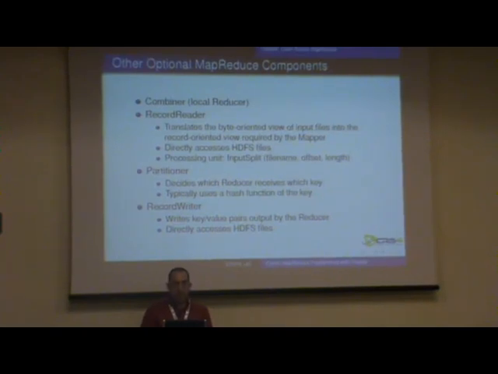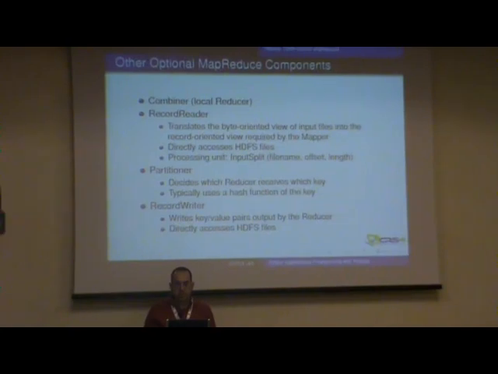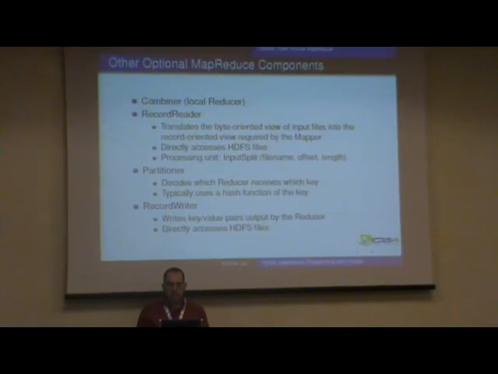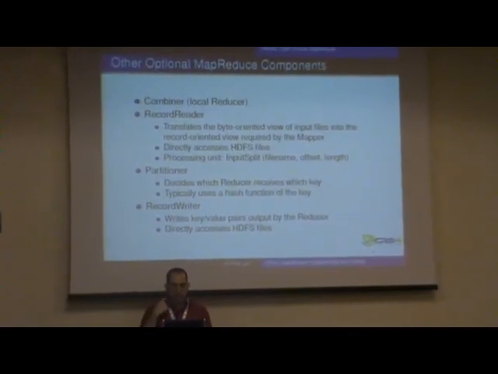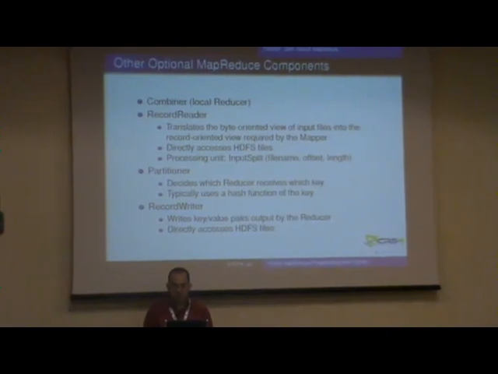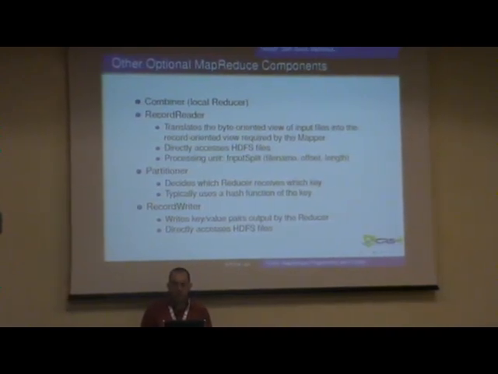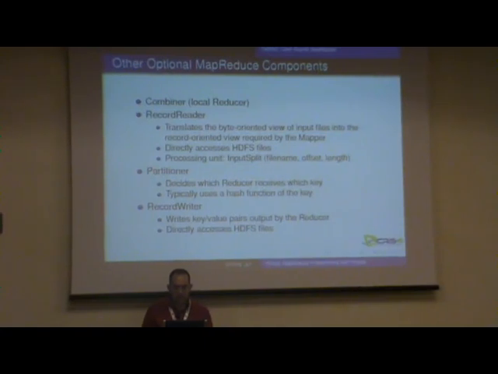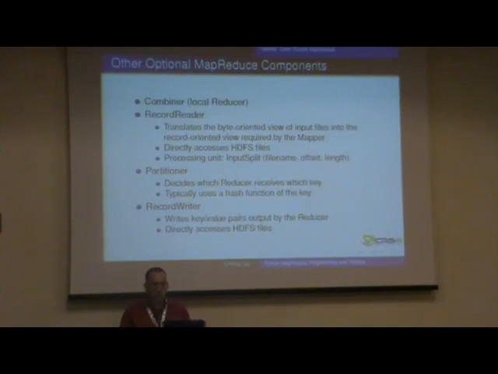The partitioner is the component that decides which key has to go to which reducer. Again, if you don't do anything, you get the default behavior, which is to use a hash function of the key in order to try to achieve good load balancing and give roughly the same amount of keys to each reducer. And finally, the record writer is the component that actually writes output data to the distributed file system. The default behavior here is to write key value pairs as tab-separated lines, if you don't specify your own component.